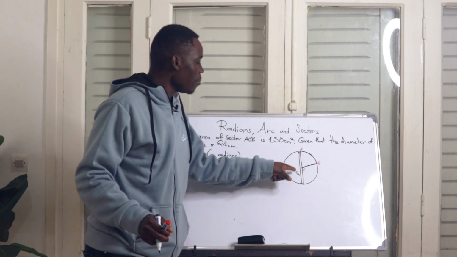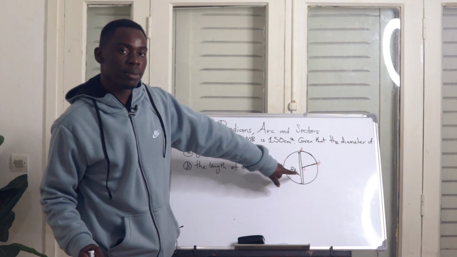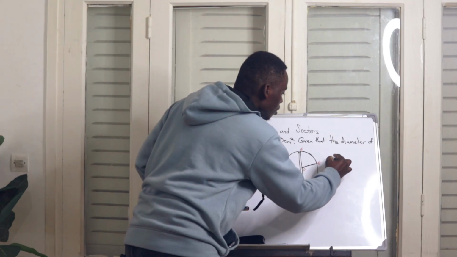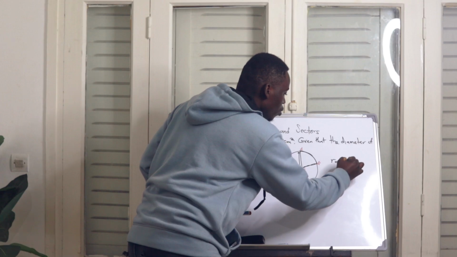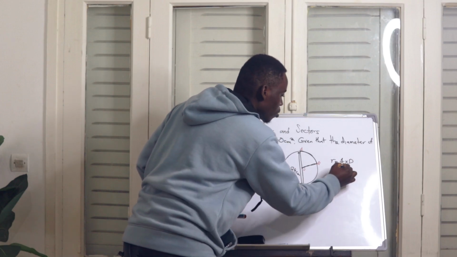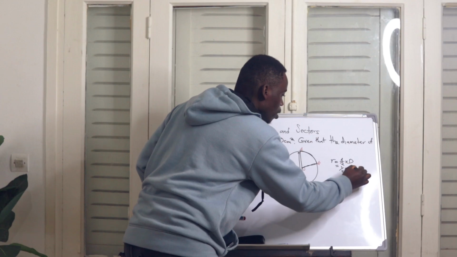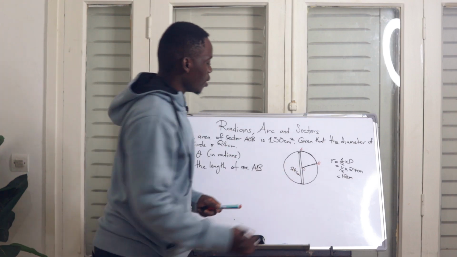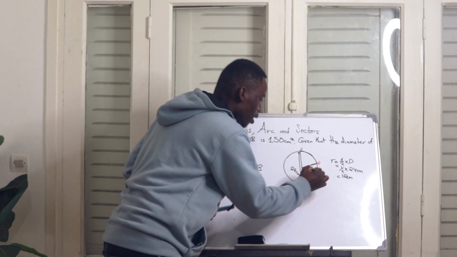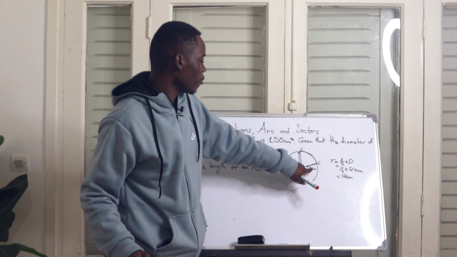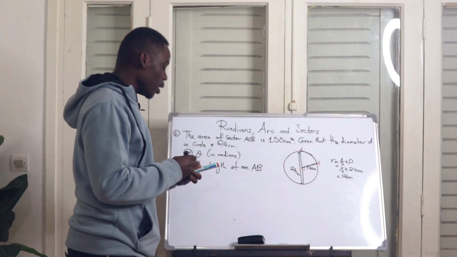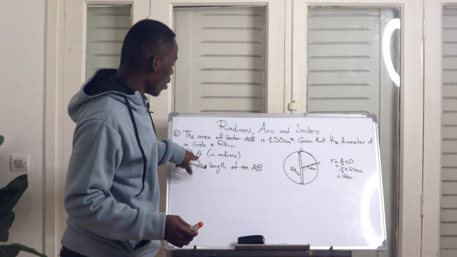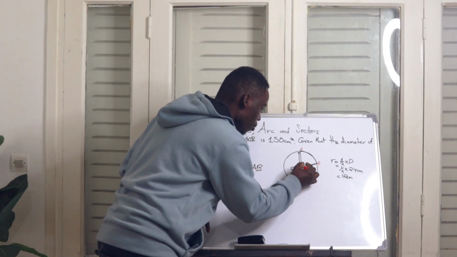Now, if the diameter is 24 centimeters, it means that our radius is half of the diameter. The radius is equal to 1 over 2 times our diameter. In our case, 1 over 2 times 24 centimeters is equal to 12 centimeters. Hence, our radius is 12 centimeters. That's the distance from O to B and from O to A. Having this detail, how do we then calculate our theta, this angle right here?